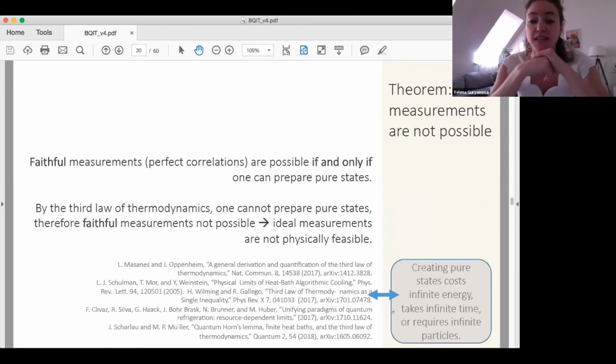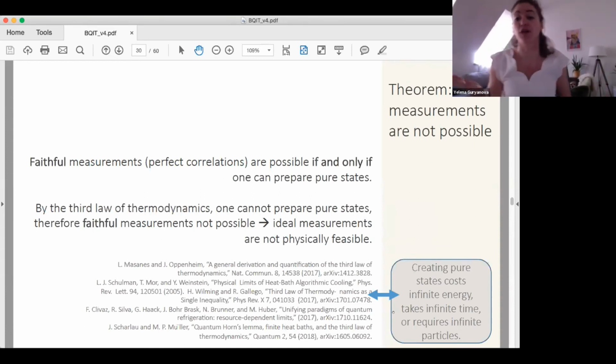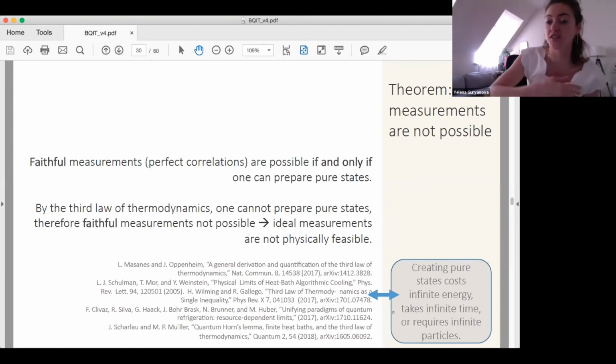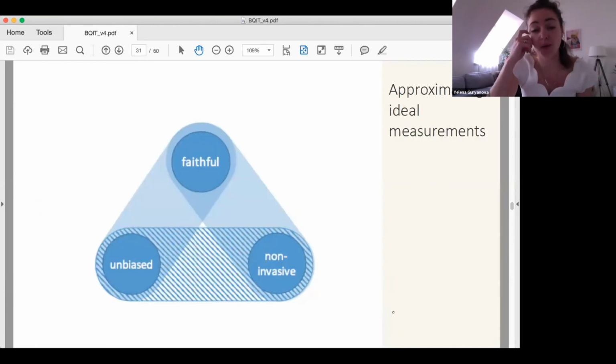And the fact that pure states are not possible to create is evidenced by a huge body of work. Creating pure states costs infinite energy, takes infinite time, requires infinite particles, and things like this. So there's been an abundance of literature on this. Okay, so how do we move on? What we want to do is approximate ideal measurements.